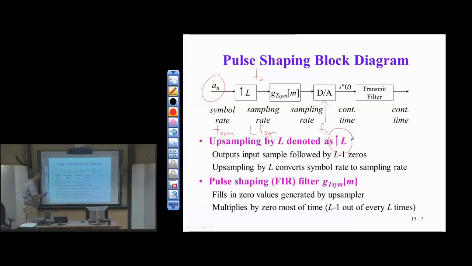We convert symbol rate to sampling rate. We then do the pulse shaping filter at the sampling rate, and what this will do is interpolation for us. This will fill in the zero values that the upsampling inserted to give us a smooth signal. A result of that is that I end up multiplying by 0 most of the time, which is not efficient, and we'll fix that inefficiency later.